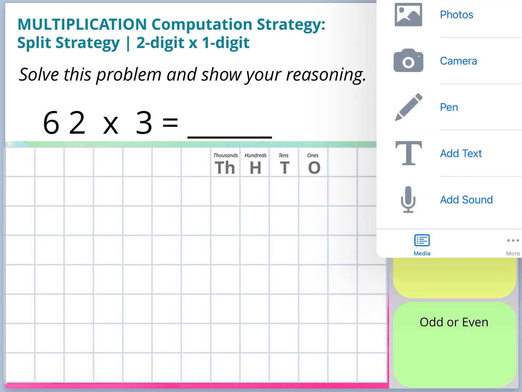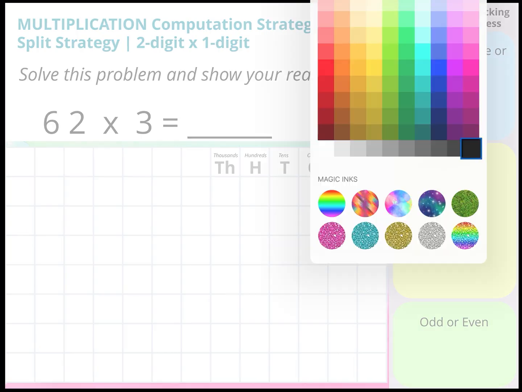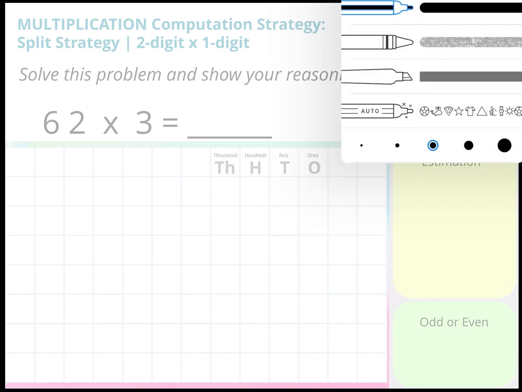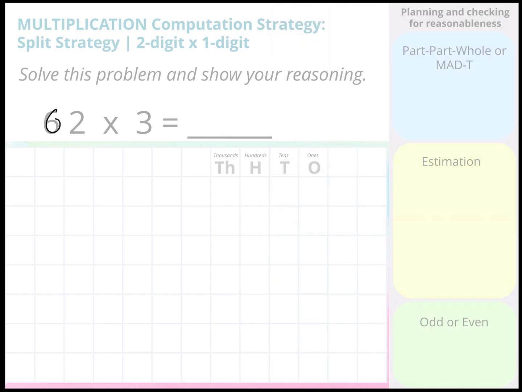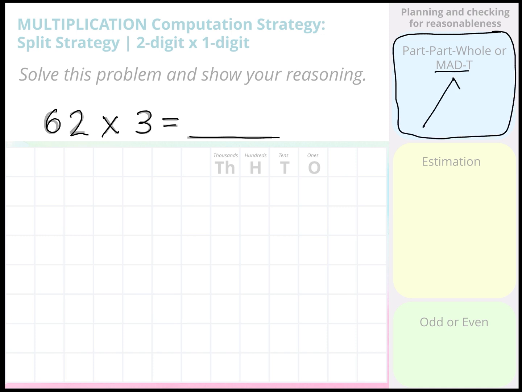Okay, so let's have a look here at our actual question. We have 62 multiplied by 3 equals I don't know. And as usual, we're going to plan and check for reasonableness. Okay, so the planning part, we're going to draw a mad T. It's multiplication. And we know we use the triangle for multiplication.